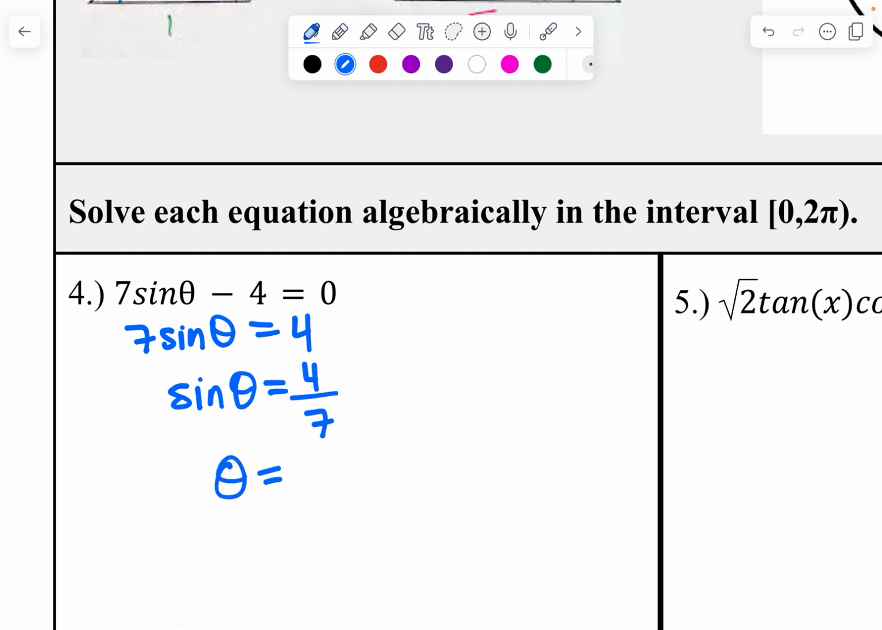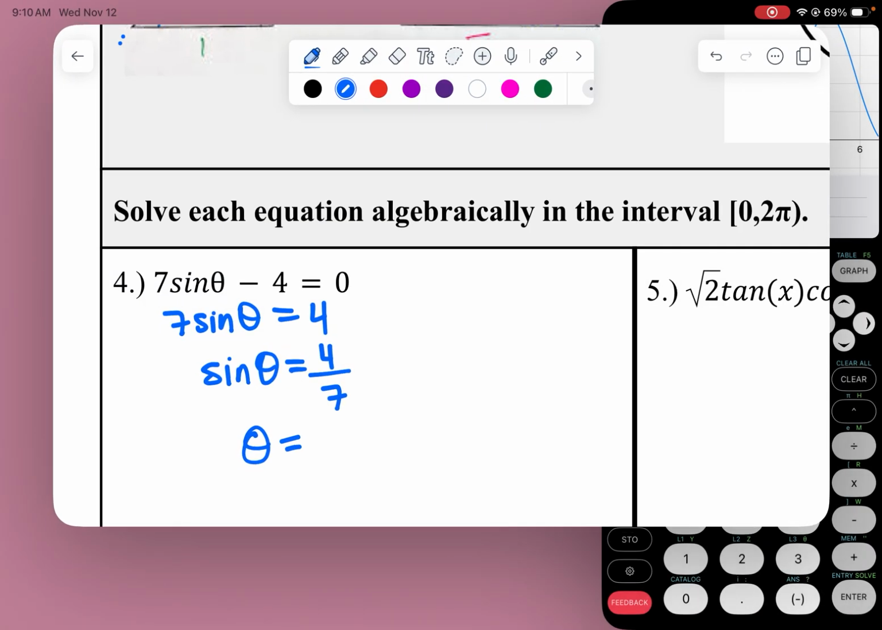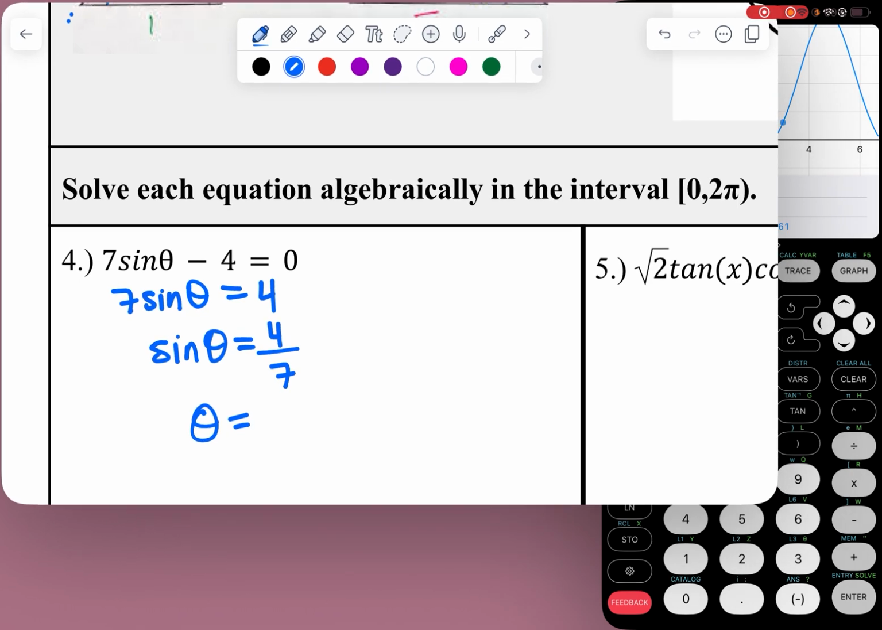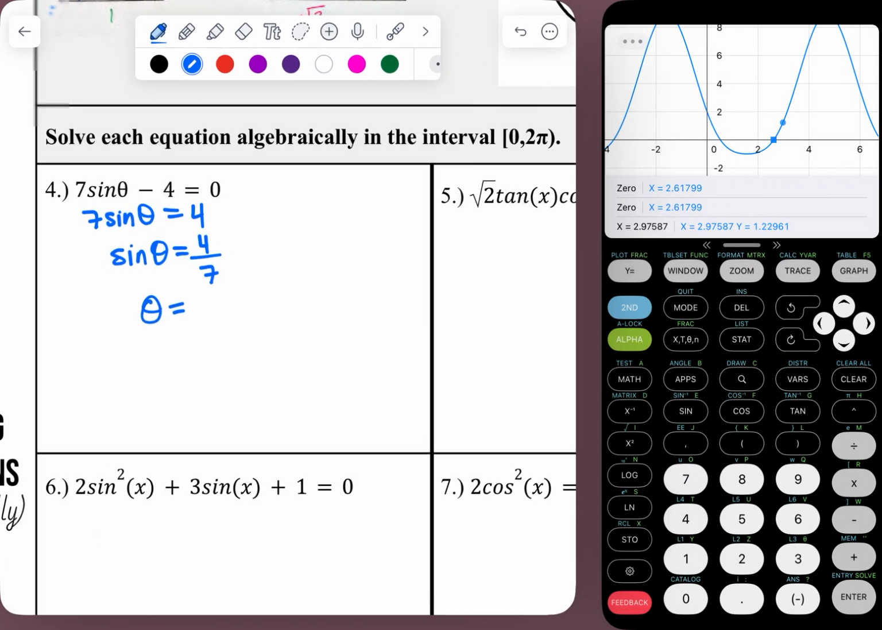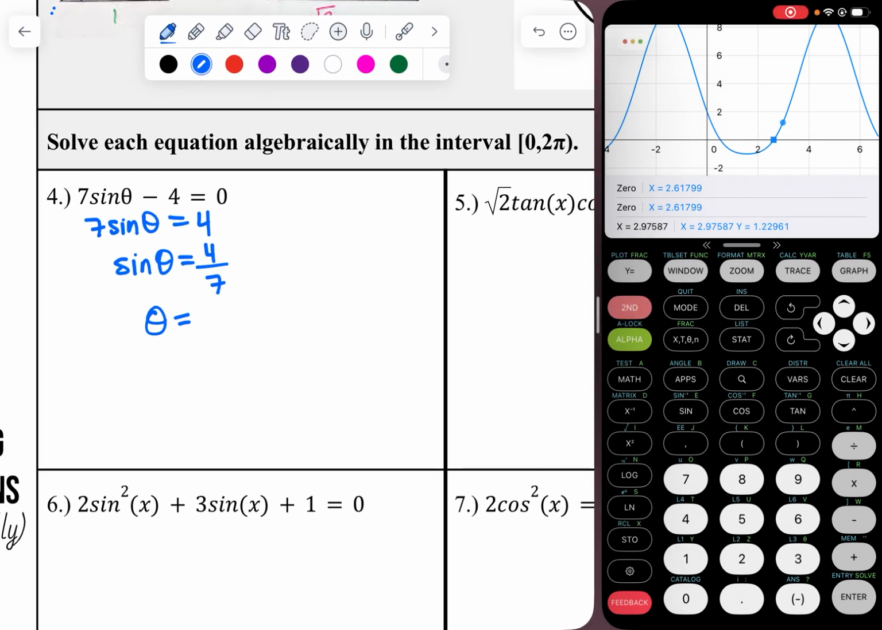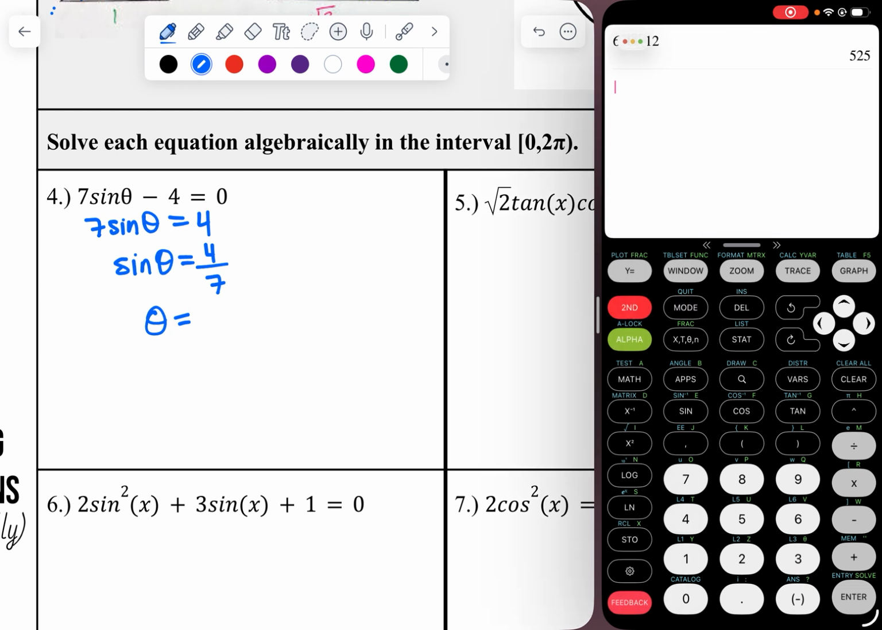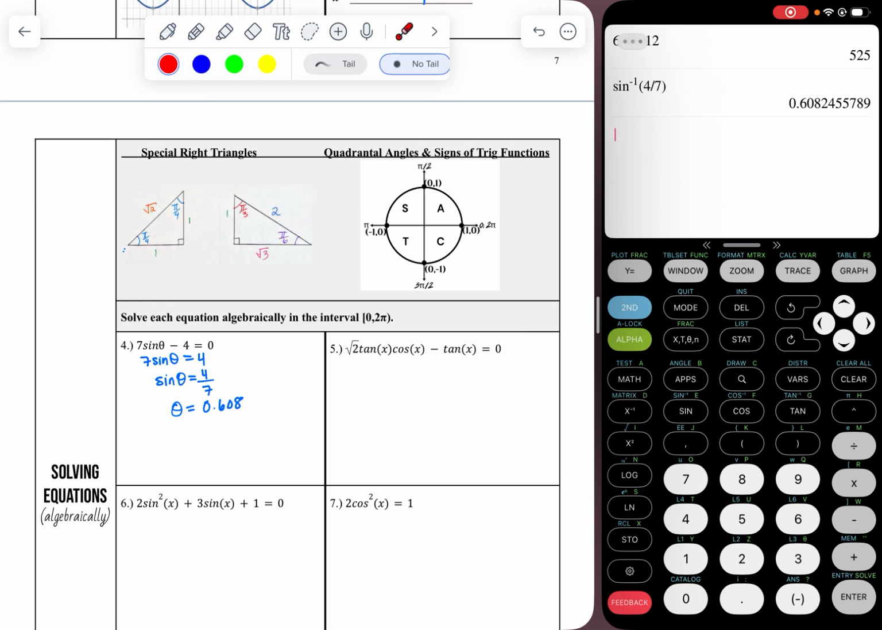And so then to find theta, since this is not one we can evaluate with a special right triangle, we'll use that inverse sine feature. So remember, we're going to hit second sine to bring up the inverse sine of 4 divided by 7. And in terms of radians, we get 0.608. Reminder that sine would also be positive though, so it's positive in quadrant 1 and quadrant 2.